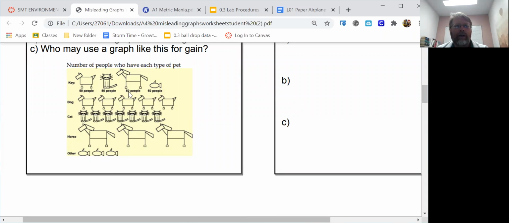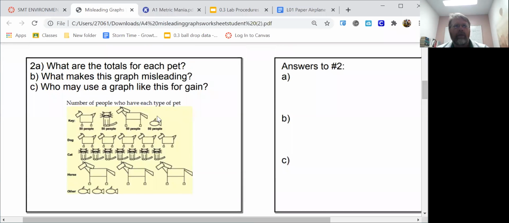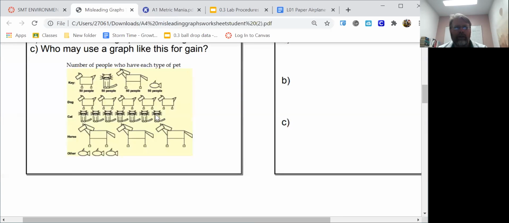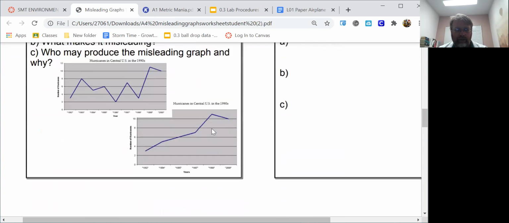If you notice, I have this zoomed in because you have to see these are each 50 people. People tend to be the same size, but for some reason they made the horse diagrams bigger, even though more people own cats. Okay, so that's why it's misleading: they're basing it on the size of the animal, not the number of owners. And maybe people who sell cat food or something, or farms, might have something to gain from this.